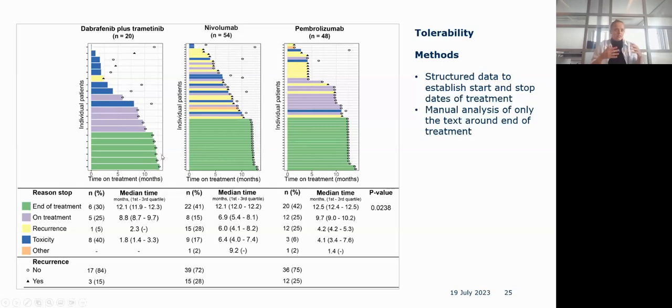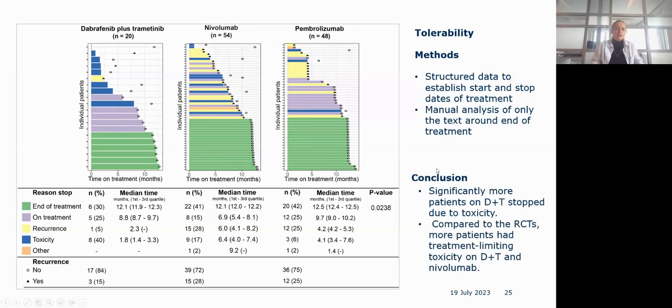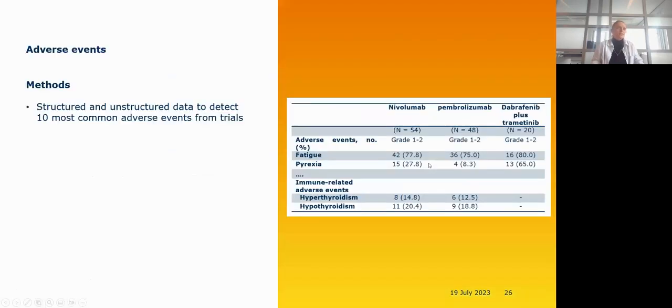but that the deviation between the reasons to stop was different, and then we checked this with significance. And we concluded, therefore, that this treatment, dabrafenib plus trametinib, was less tolerable. And that's also what's over here. But that's not everything, of course. The nice thing about those trials is that you have an indication of what adverse events we can expect. So we looked in structured and unstructured data for the 10 most common adverse events from the trials.